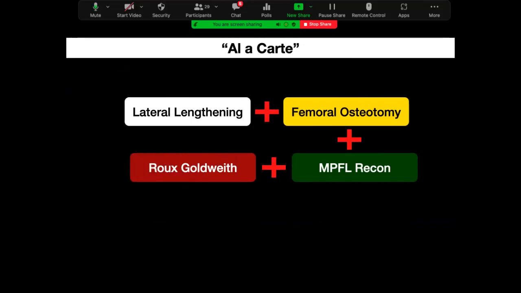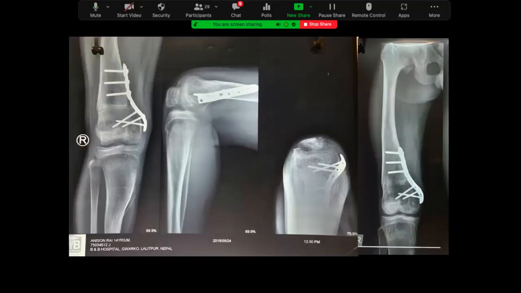Since this patient's tibial physis was not very much closed, we decided not to do a TTO, but used one modification of the medialization, the Roux-Goldthwait procedure. So this was the à la carte approach: you identify where the pathologies are, and what surgery is going to suit that particular patient. And this is the follow-up after 1.5 years.